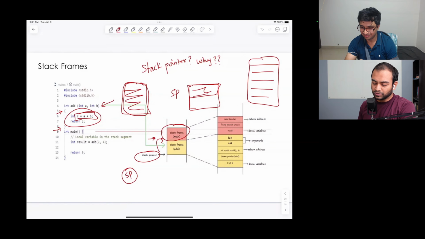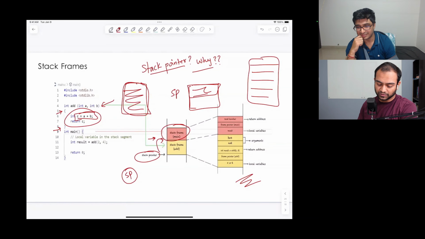That's how the jumps etc. work. So I think the key that we wanted to give away from this slide was why a stack pointer is required, and the answer to that is to preserve the local context, right?